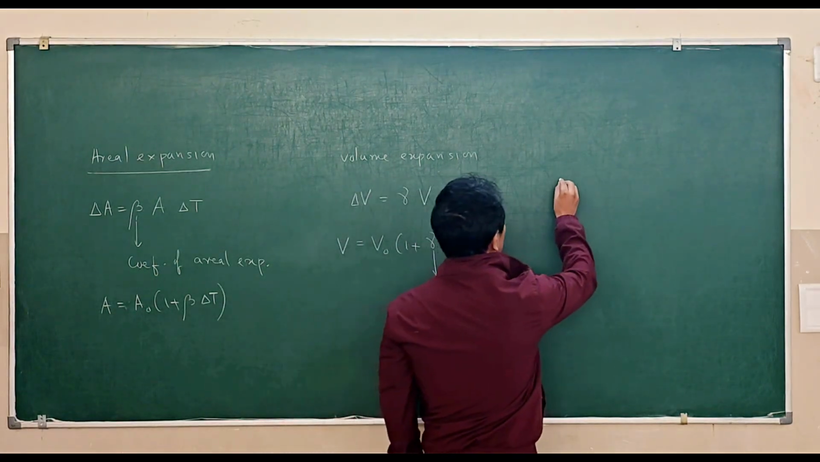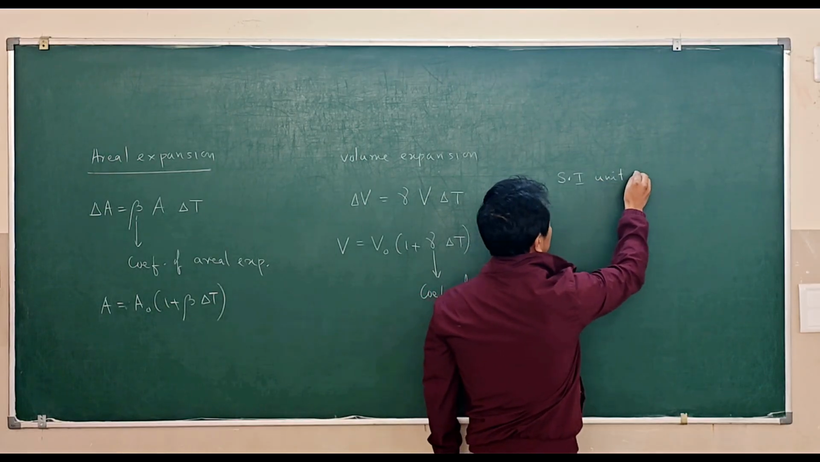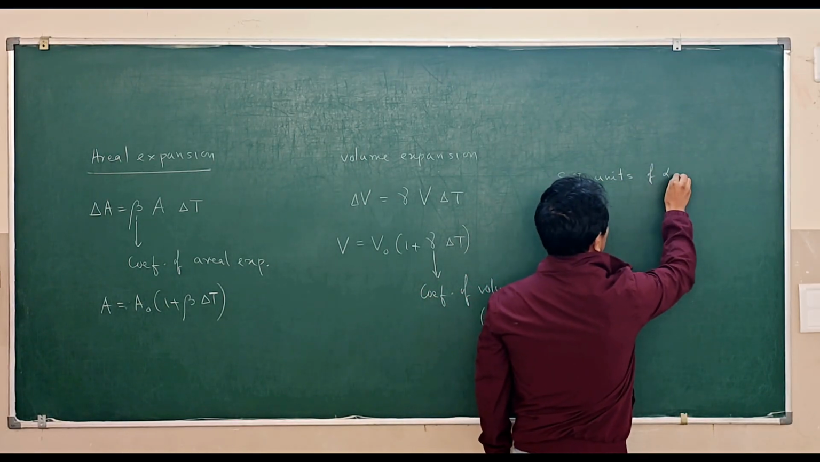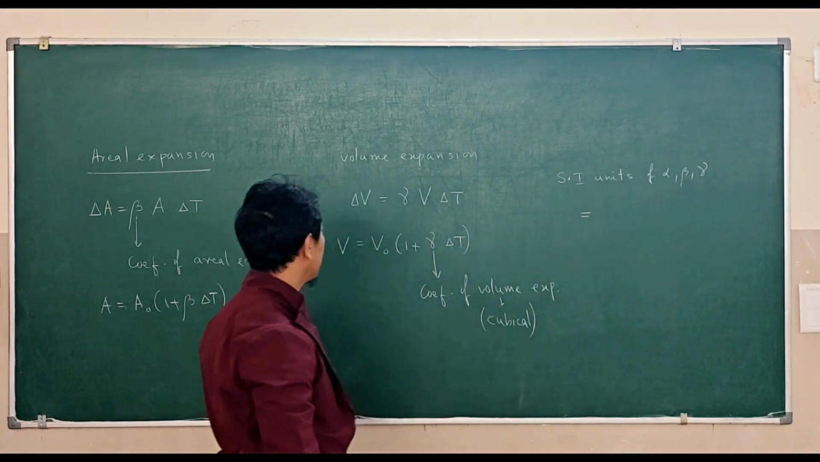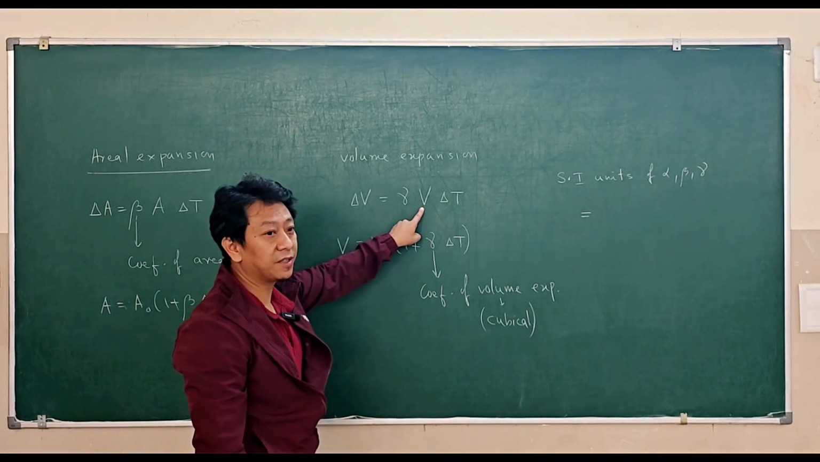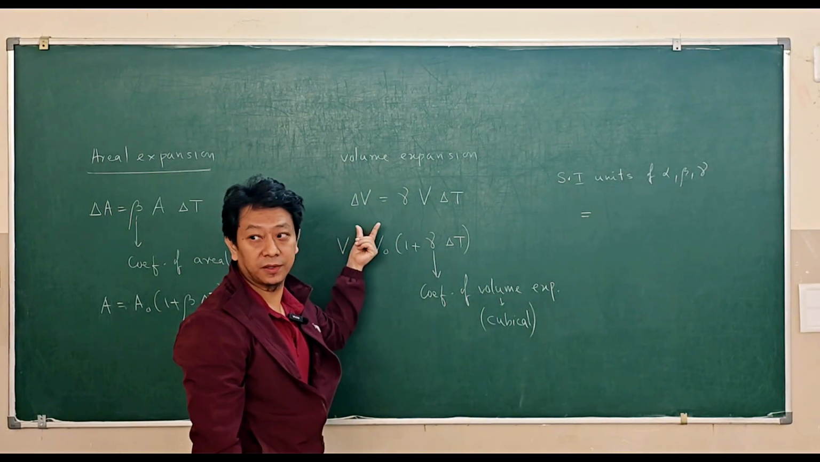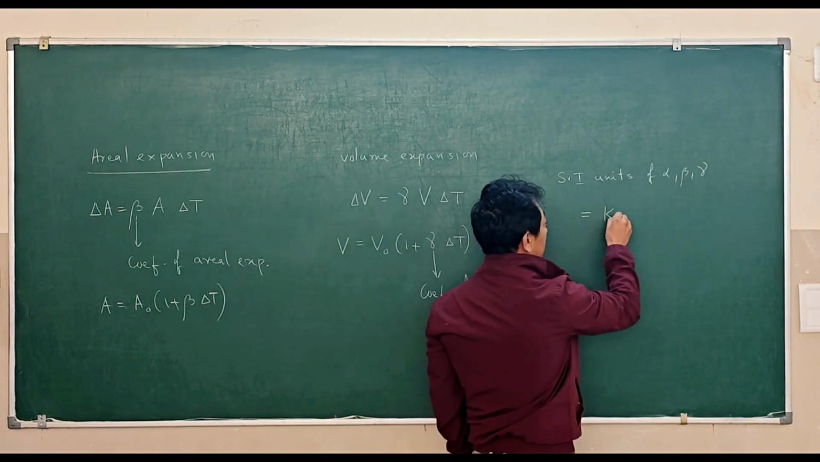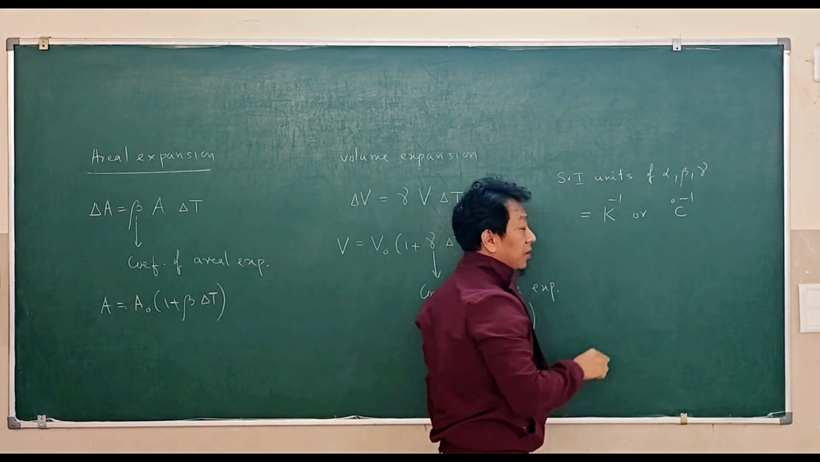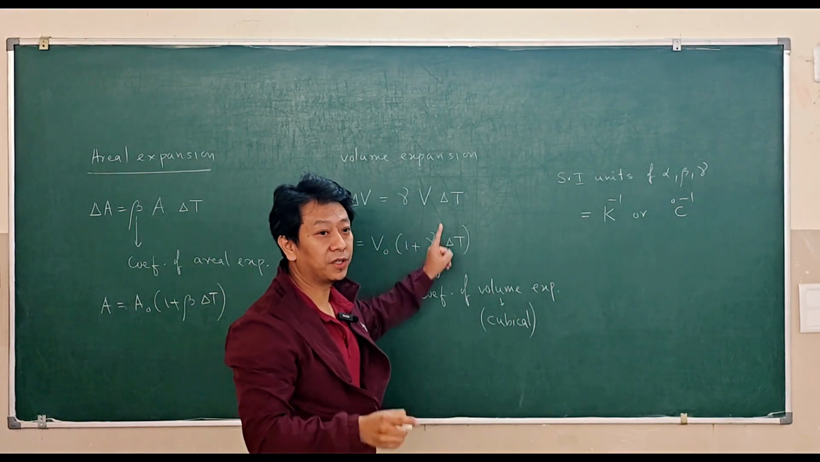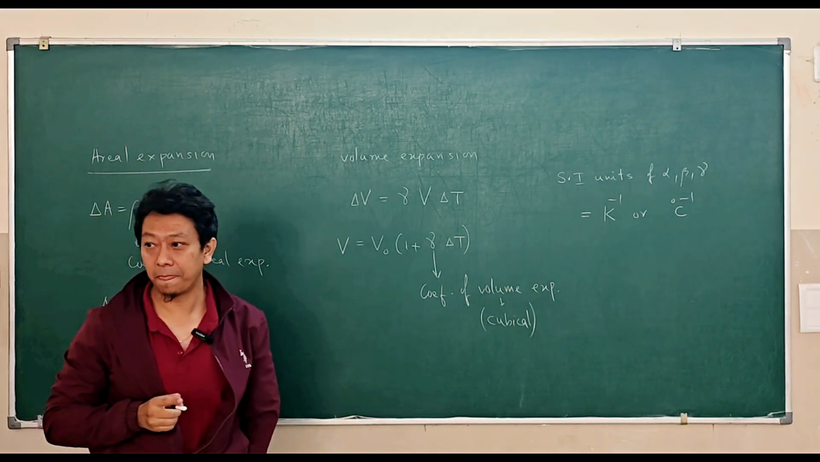Quickly somebody say the units of alpha, beta, gamma. All of them will have the same units. Alpha, beta, gamma. Quickly tell. Meter cube will cancel. So delta T will come in the denominator of gamma. So it will be what? Per Kelvin or per degree Celsius. Both we can say. Why? Because the change in temperature is the same in Celsius as well as Kelvin.